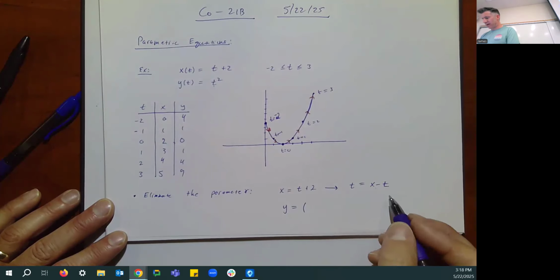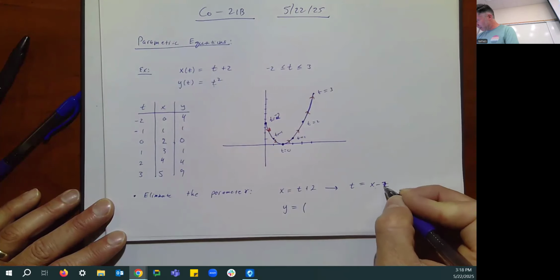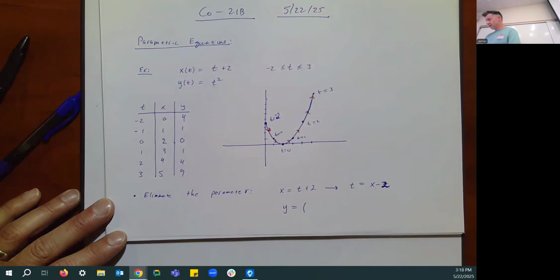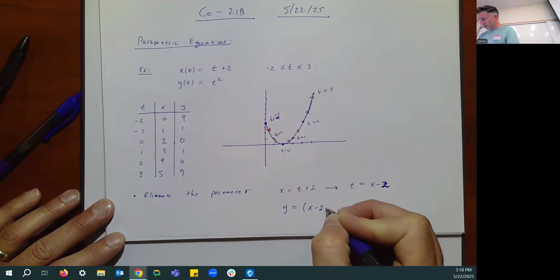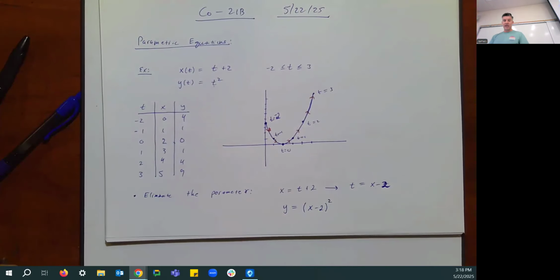Oh, sorry. I said t equal to x minus 2. I wrote x minus t. Apologies. It's easy to confuse the 2's and the t's. And then y is going to equal, instead of being t squared, x minus 2 squared, which is exactly what that parabola looks like. It's the usual parabola shifted 2 to the right. So the vertex has moved from 0, 0 to 2, 0.